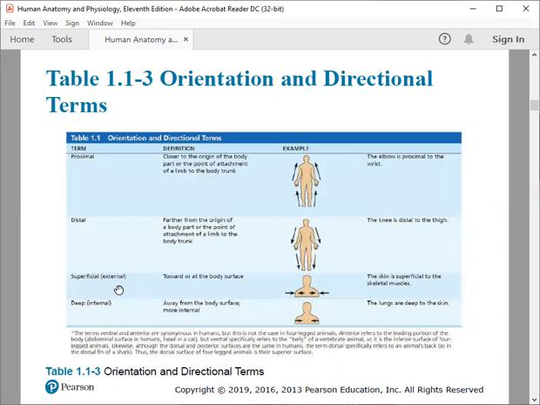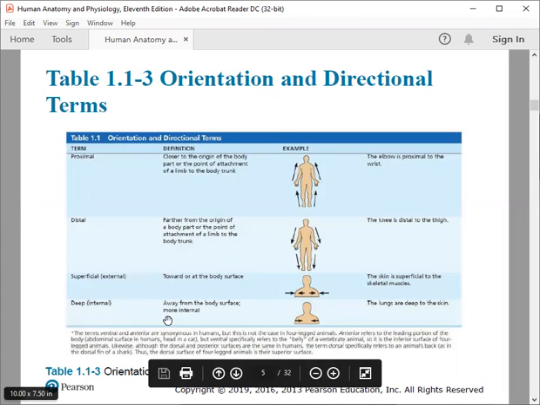And then you have superficial, which is towards the body surface. That is external. We talked about that a little bit in the Kahoot that we did on Monday. And then deep or internal is away from the body surface and more towards the internal of the body. So those are some terms.